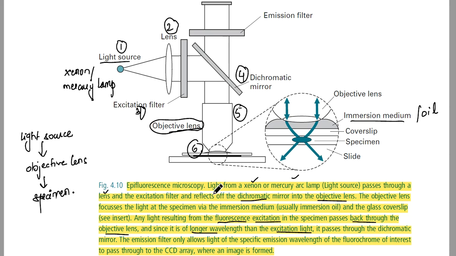The emission filter allows light of the specific emission wavelength of the fluorochrome of interest to pass through to the CCD array. Okay, only the specific emission wavelength of the fluorochrome, which is the light emitted, is allowed to pass through to the CCD array where the image is formed. This is the CCD array. Clear? We will be discussing in detail once again.